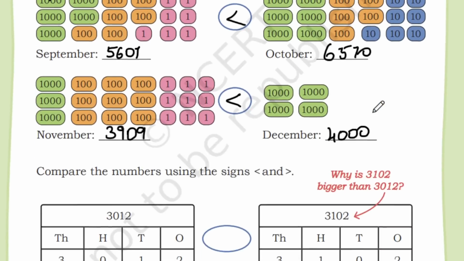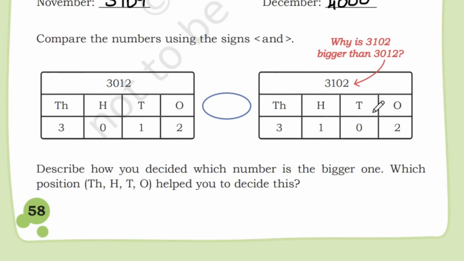Okay. So compare the numbers using the sign again. This is 3012 and this is 3102. Why is 3102 bigger? Because when you see the digits here, this is ones place, this is tens place, this is hundreds place, this is thousands place. Here in hundreds place it is 0, but in hundreds place we have 1 here. So that is the reason it is big. It always depends on the position.